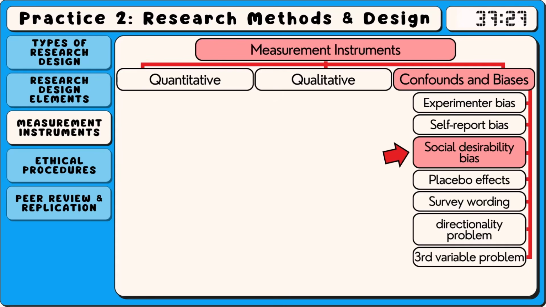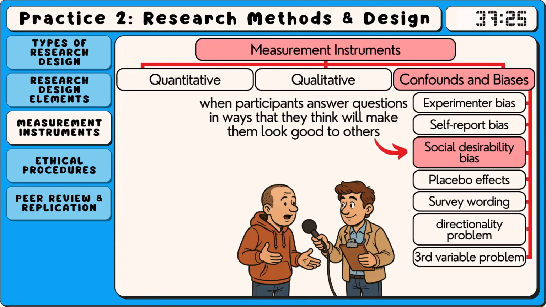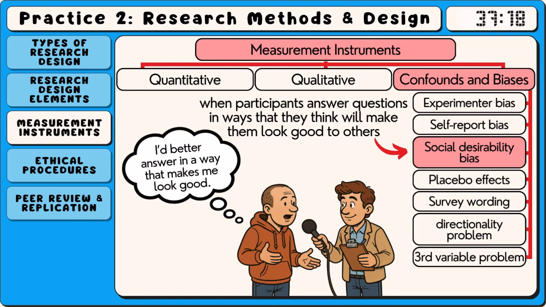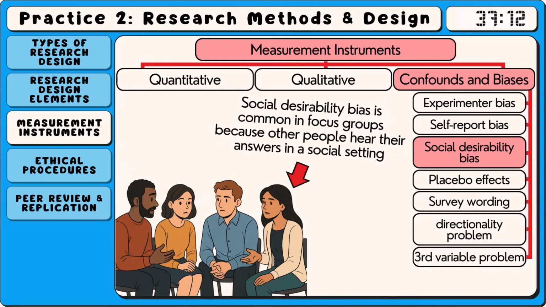Social desirability bias is similar to self-report bias. It occurs when participants answer questions in ways that they think will make them look good to others. Instead of being completely honest, they may choose answers that seem more responsible or socially acceptable. Social desirability bias is common in focus groups because other people hear their answers in a social setting.